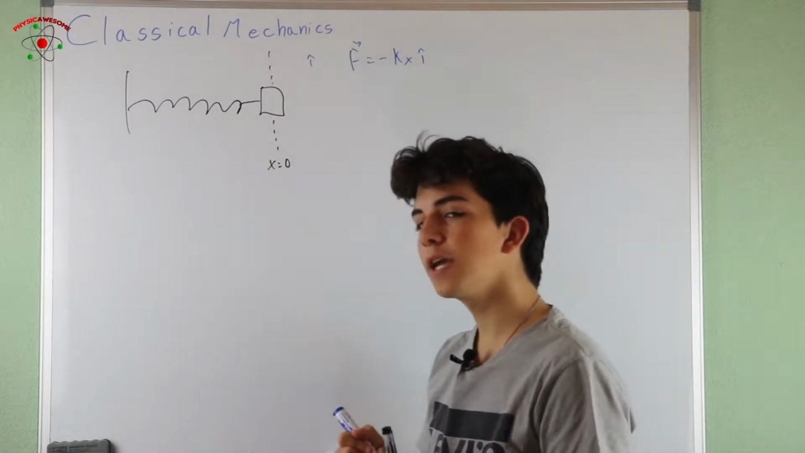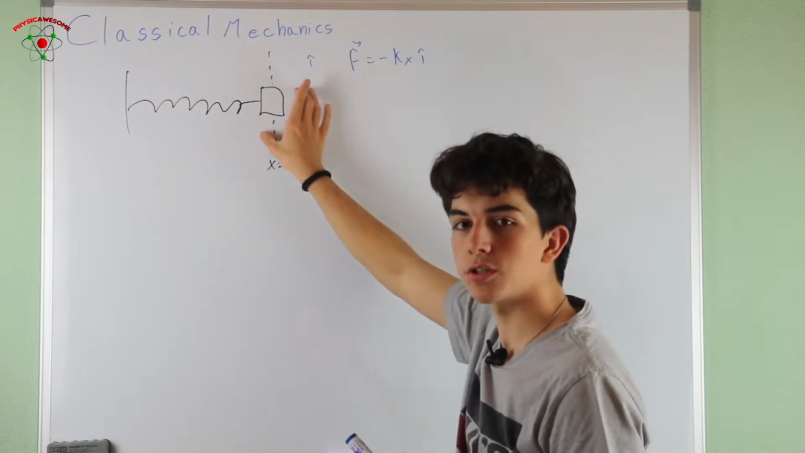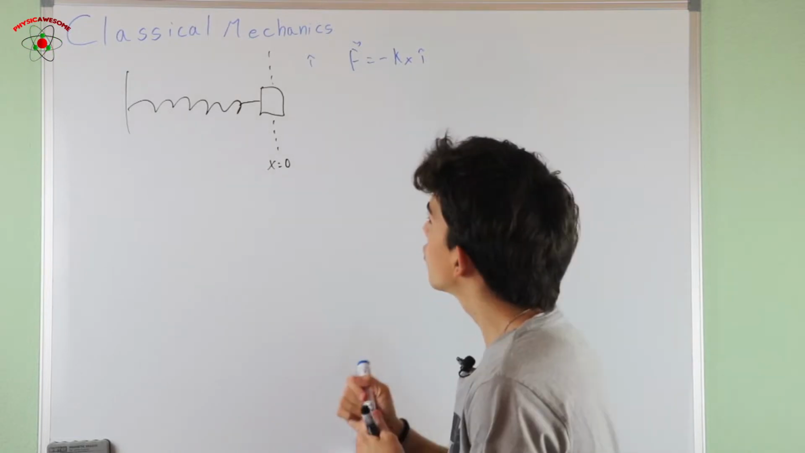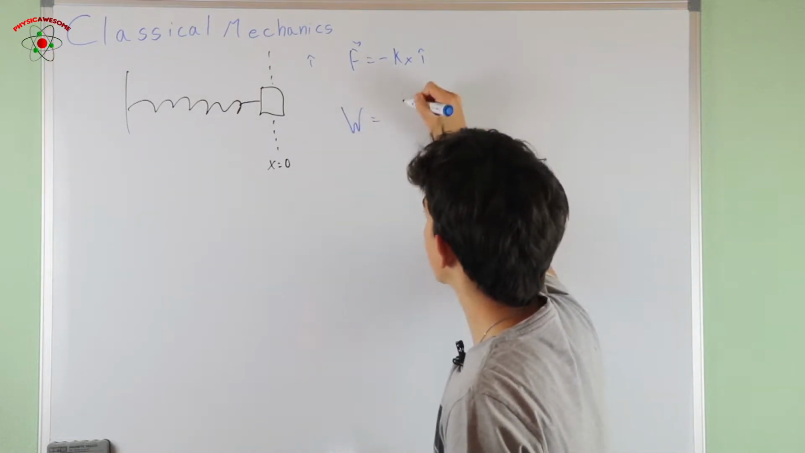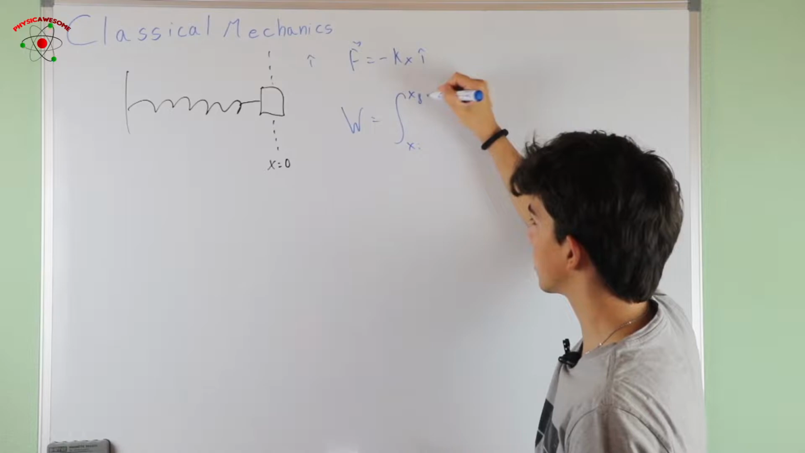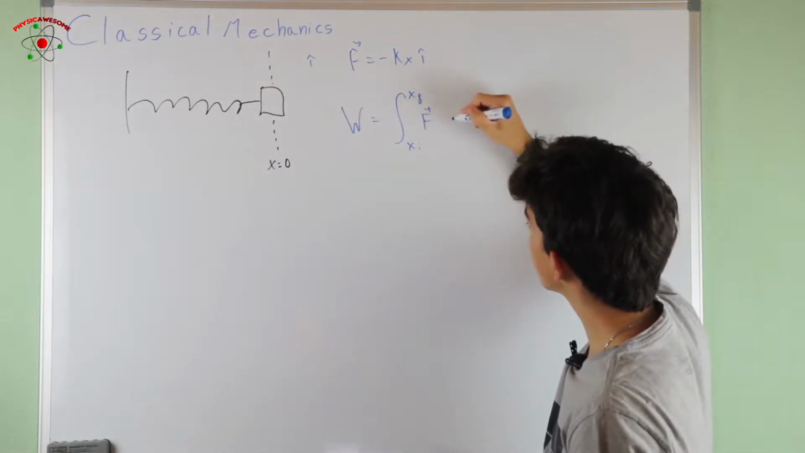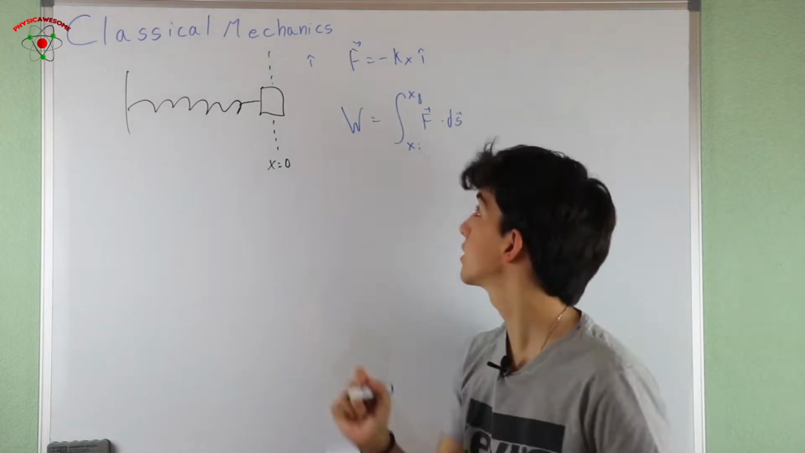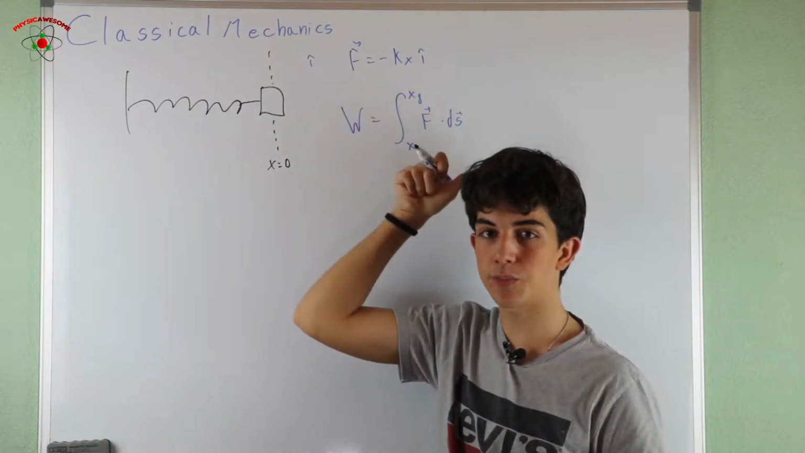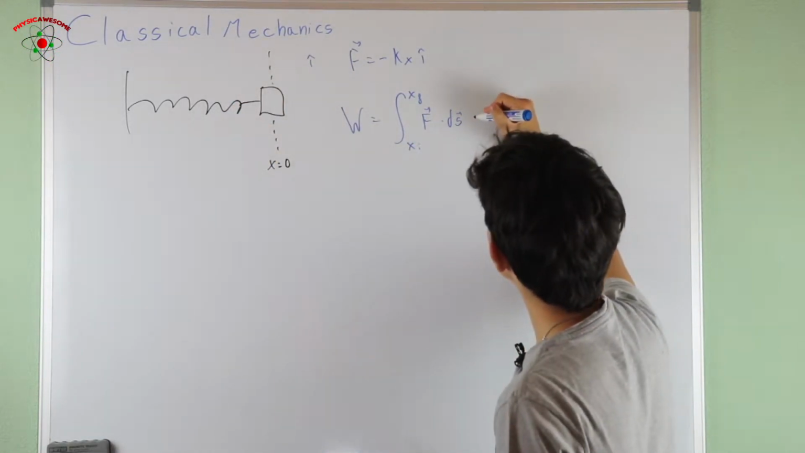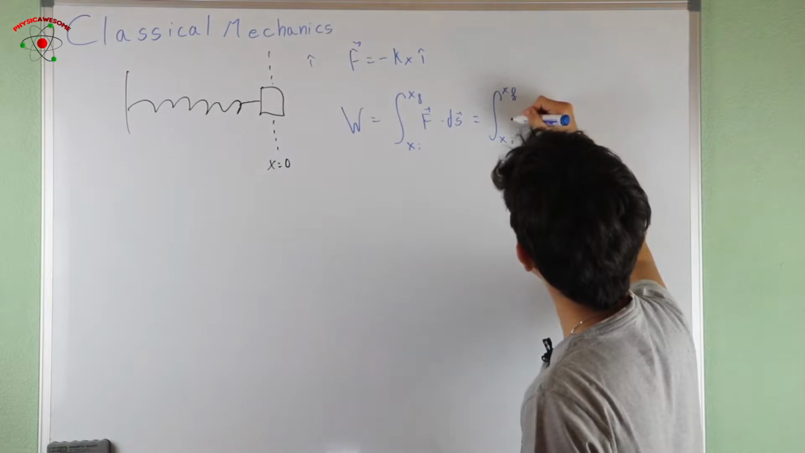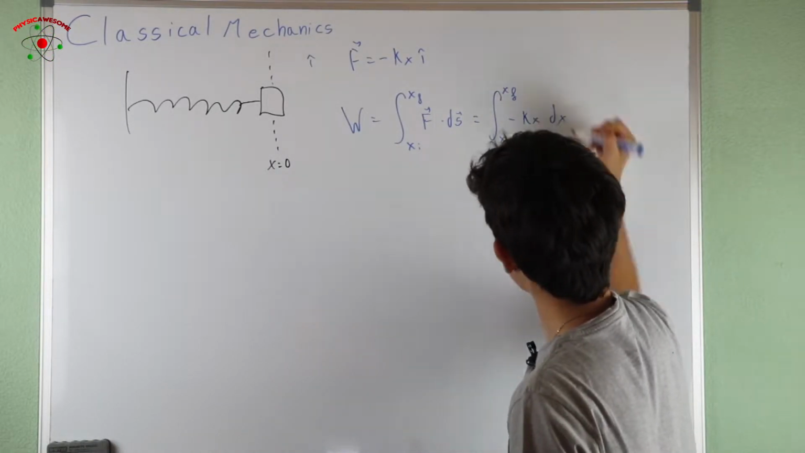Now, if we take the spring from an initial position to a final position, we move it, we apply some work. We know that work is going to be equal to the integral from the initial position to the final position of F times ds, the displacement. So if the displacement is made in that direction, this is equal to the integral from xi to xf of minus kx dx.